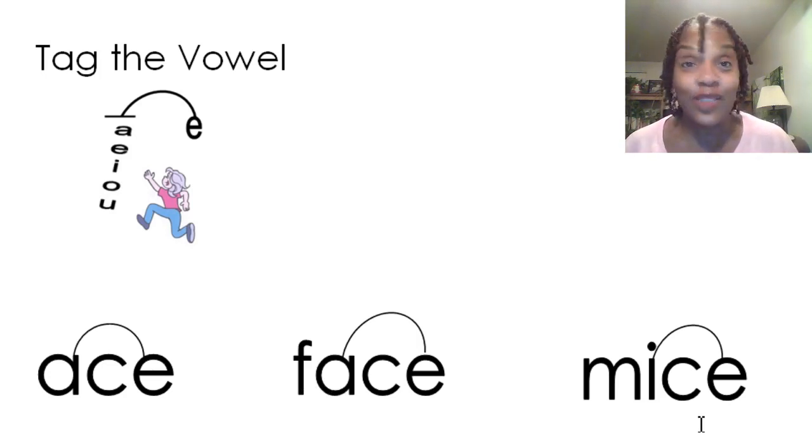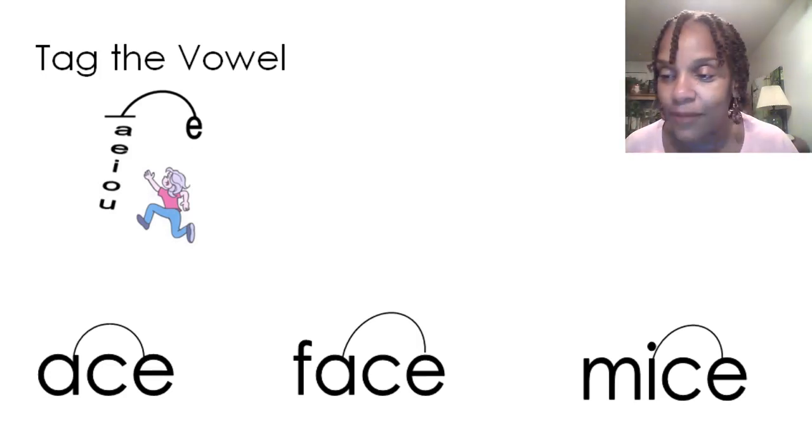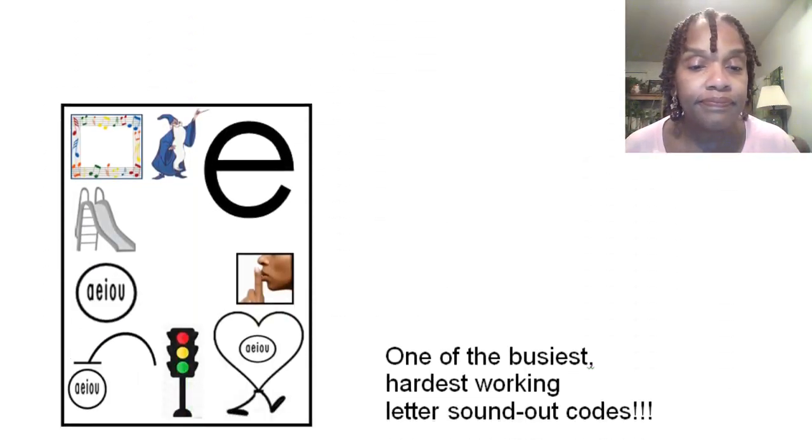Mice. Did you see mice? All right. So again, the letter E, silent, signal, tagger. Mice. Good job. All right. So were you able to crack the code for these 3 words? Good job. All right. Moving right along.